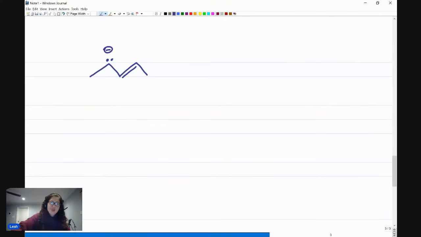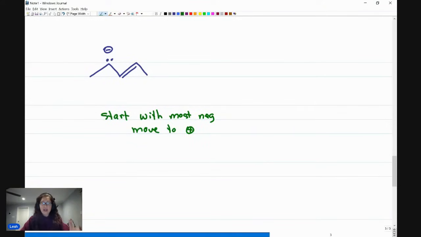All right. The thing about resonance is that you want to follow the electrons. And I find it easiest to start with the most negative and move in the direction of the positive. So the most negative would be a negative charge. If I don't have a negative charge, then I look for either a lone pair or a pi bond, and I move in the direction of positive charge. I can start right here with this lone pair of electrons.